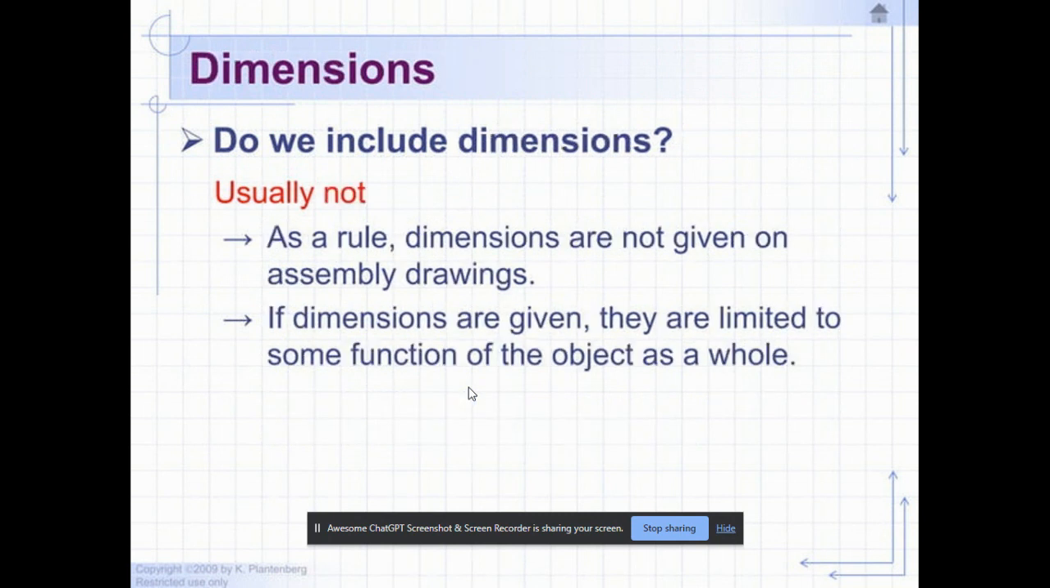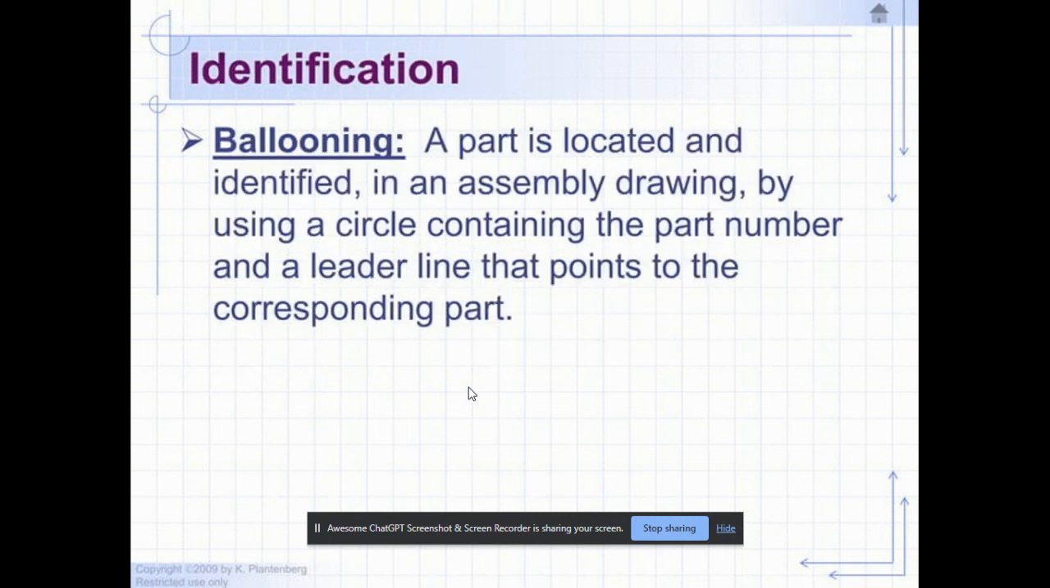The dimension, do we include dimension? A very common mistake that students do make. As a rule, dimensions are not given on an assembly drawing. This is very, very important, and you need to take note of that. If dimensions are given, they are limited to some functions of the object as a whole. So we don't include dimension in an assembly drawing. It's not necessary. Let's look at identification, which is the ballooning.